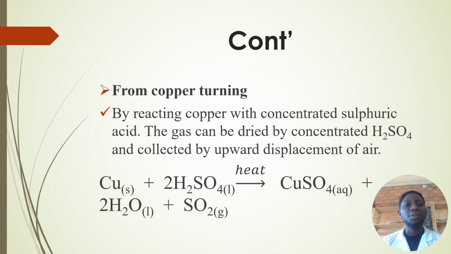The second is from copper turnings. If we say copper turnings, they are the smallest particles of the metal copper. By reacting copper with concentrated sulfuric acid, the gas can be dried by concentrated sulfuric acid and collected by upward displacement of air. This means when copper reacts with concentrated sulfuric acid, this produces copper(II) sulfate, water, and sulfur dioxide.